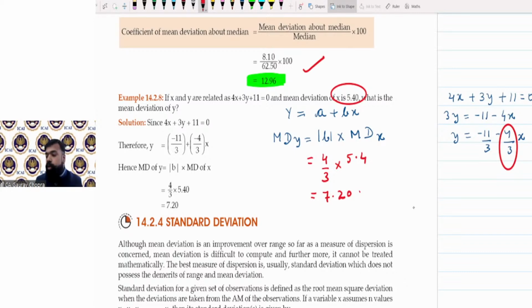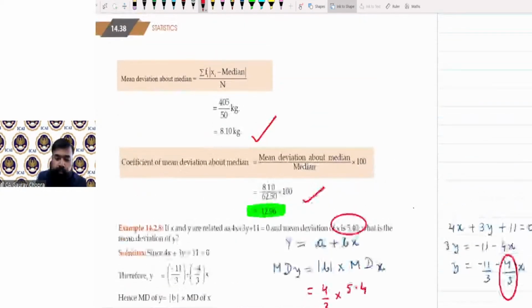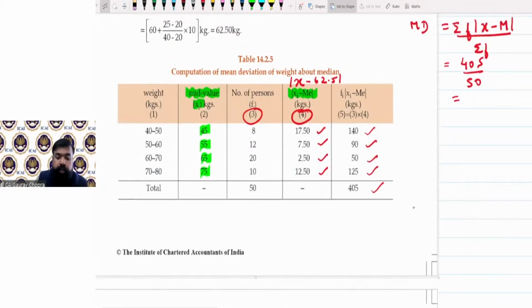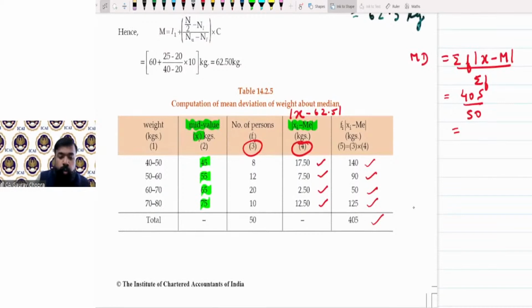So this is also clear. Now there is one doubt from Mr. Narendra Sonani. He says, mod x minus m batao please. Okay. See, in this column number 4 he is talking about. So let us discuss. It is basically the difference of mod x minus median.